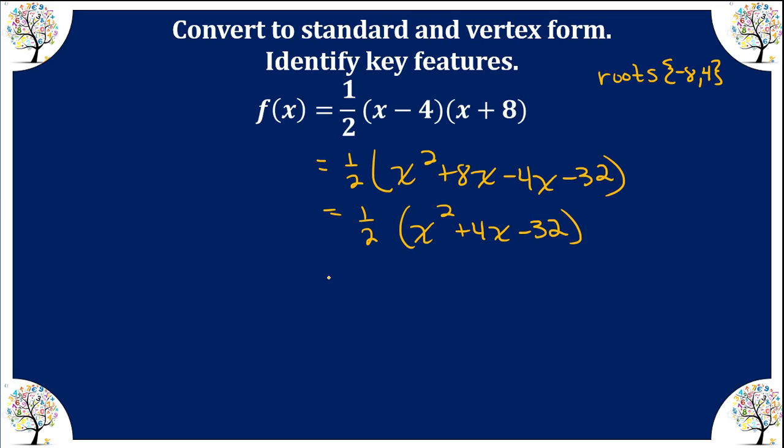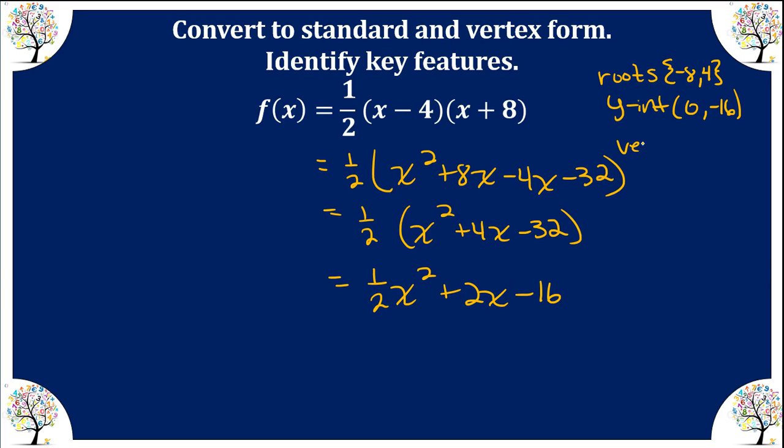And now distribute your 1/2. So we have 1/2 x squared plus 2x minus 16. So our y-intercept is (0, -16). Now we need to convert this to our vertex form.